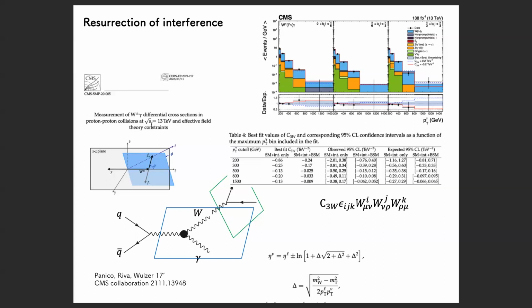Okay, this is dimension six, okay? Or you can say this is a C over lambda squared. And so here, there is a sensitivity. So I want to compare this sensitivity with the precision from our process, and it looks comparable. So I'm kind of excited.